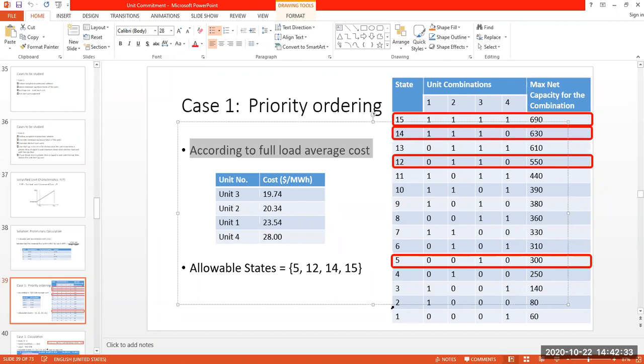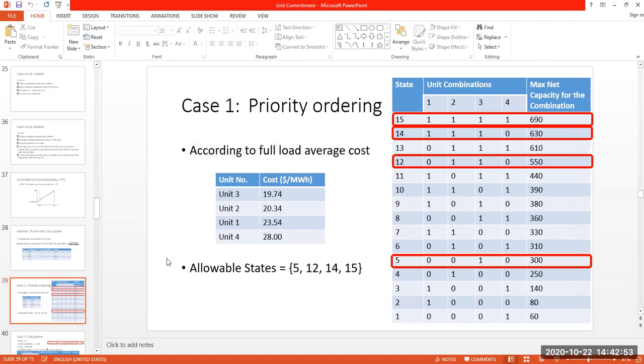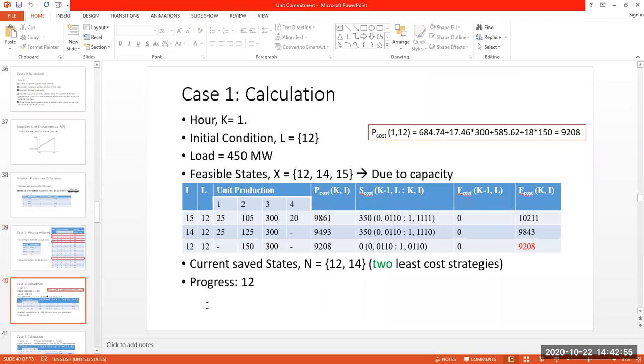Similarly, I can't choose anything between 1 and 4 if I am following the priority ordering. So the ones which are satisfying the strict priority ordering are these 4: 5, 12, 14, and 15. So this is why they are included in the set of allowable states: 5, 12, 14, and 15. So that is how much we covered. We also discussed a little bit on this slide. So let's start from this slide today with the background provided about the last class.